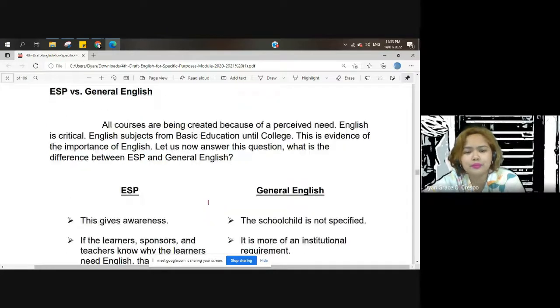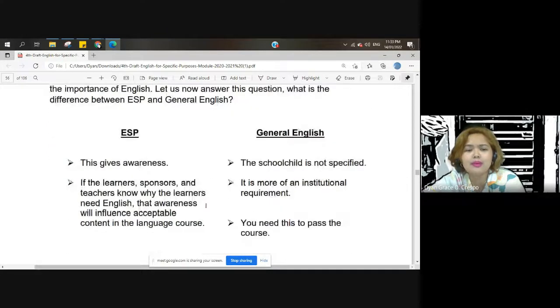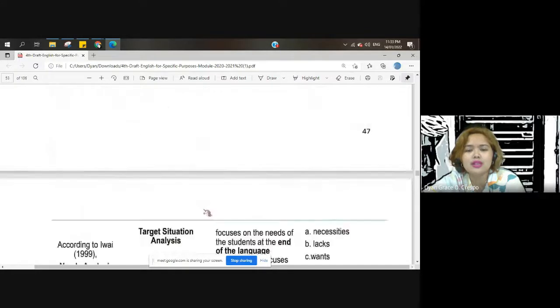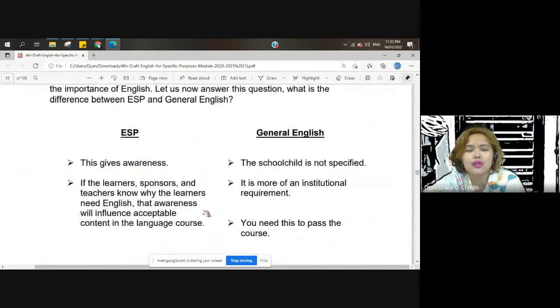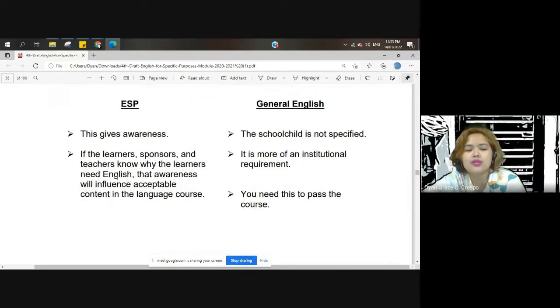Now, let us check. Ano pinagkaiba ng ESP sa General English? Okay? So, ESP gives awareness. And if the learners or sponsors and teachers know why the learners need English, that awareness will influence the acceptable content in the language course. Ano naman yung general? The school child is not specified, so all of the lessons are for the average person. There is more of an institutional requirement.